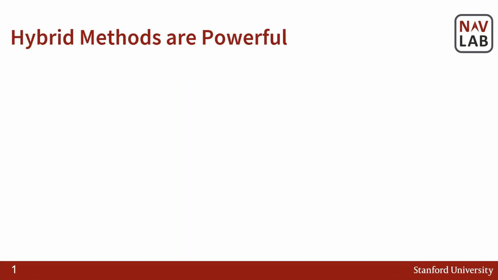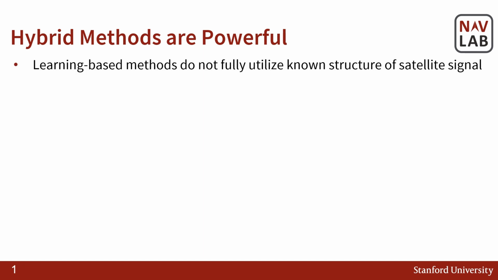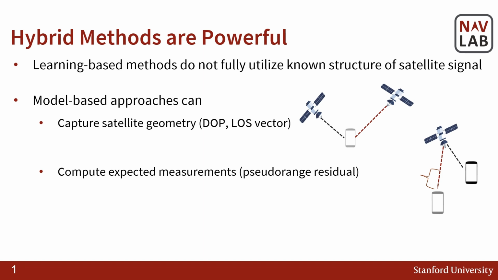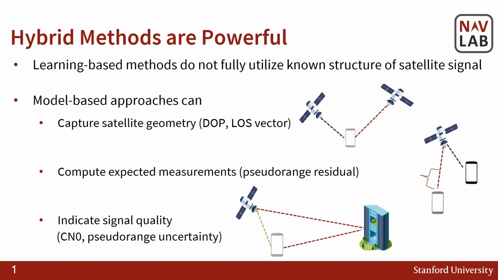Recently, hybrid methods which combine both learning as well as classical positioning methods have been shown to be really powerful for improving GNSS-based positioning in challenging areas. The reason being that learning-based methods by themselves are not able to fully utilize the known structure of satellite signal. However, existing model-based approaches such as weighted least squares or Kalman filters can really help us capture satellite geometry through known metrics such as dilution of precision or line of sight vector, as well as help compute expected measurements by using pseudorange residual and indicate signal quality by using carrier to noise ratio or pseudorange uncertainty.